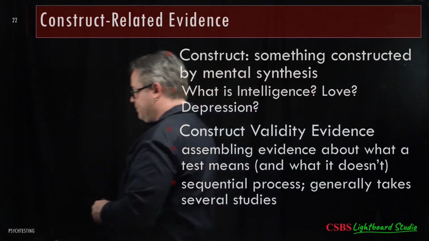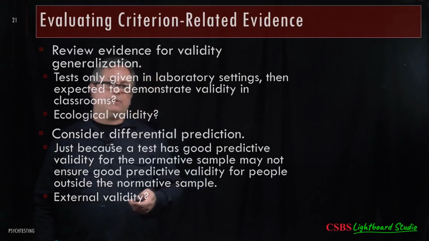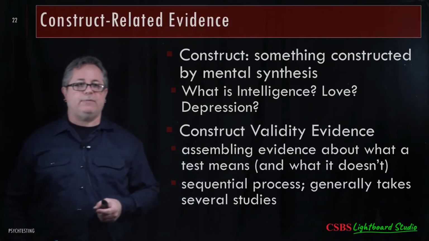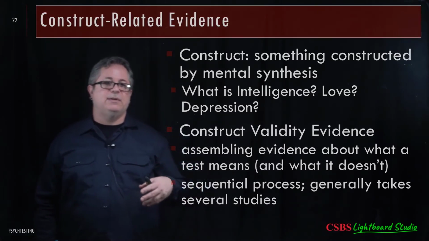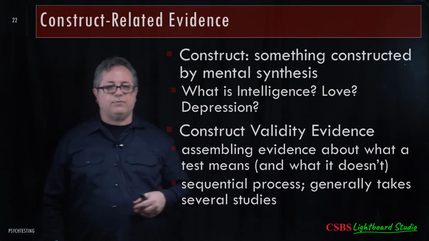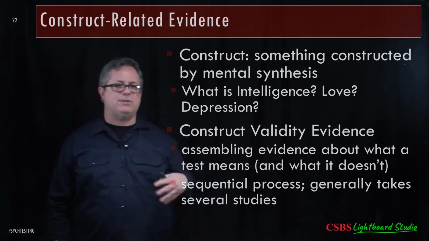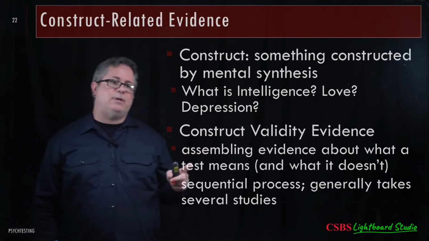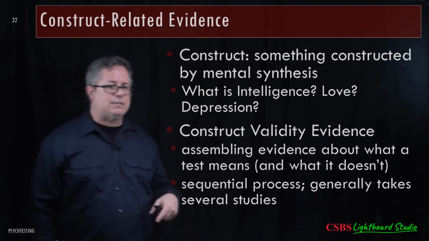Okay, so we talked about content-related evidence and criterion-related evidence. Now let's talk about construct-related evidence. A construct is something constructed by mental synthesis, right? Construct is sort of a goofy concept. Constructs are sometimes hard, like what is intelligence, love, or depression. All these things are constructs. So construct-related evidence is assembling evidence about what a test means and what it doesn't.